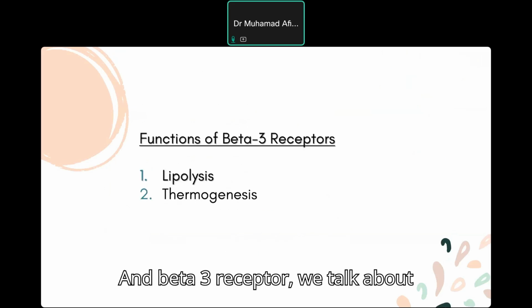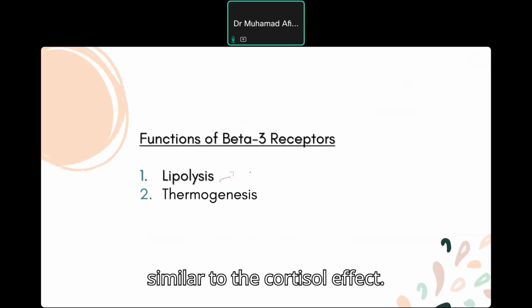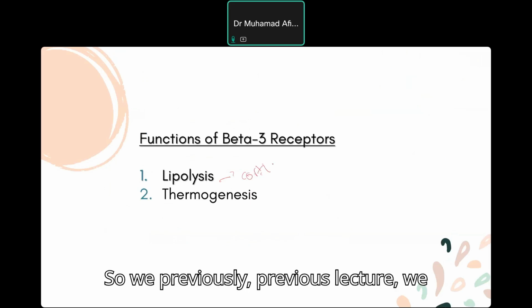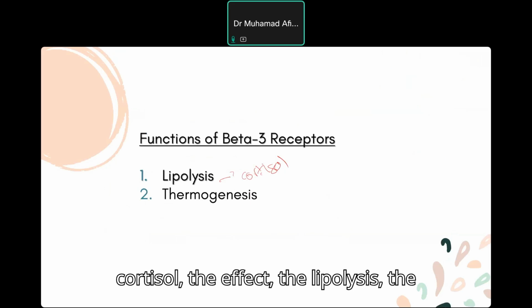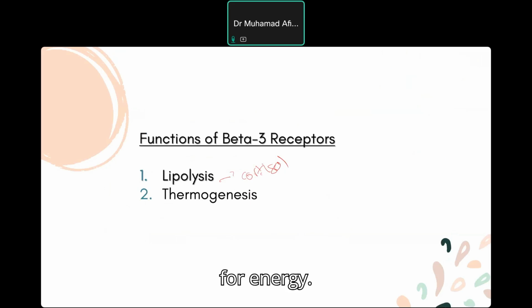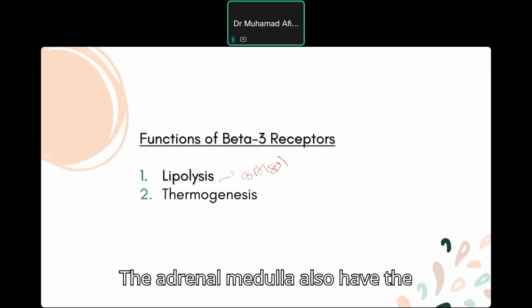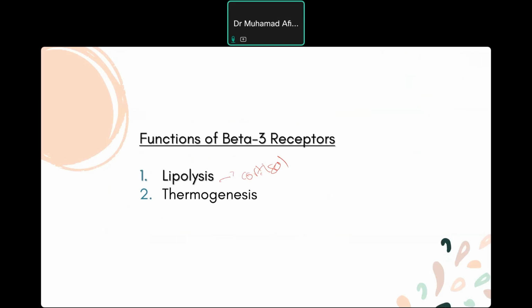And beta 3 receptor, we talk about lipolysis. So lipolysis, because this is similar to the cortisol effect. In the previous lecture, we talked about how the steroid, the cortisol, affects the lipolysis, the amino acids, all this distribution for energy. The adrenal medulla also has the effect based on the beta 3 receptor effect.